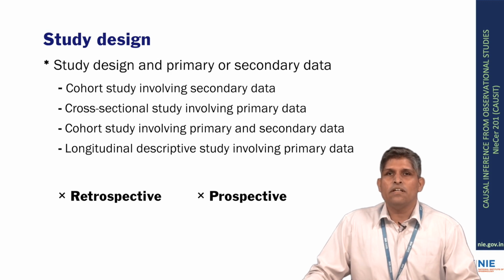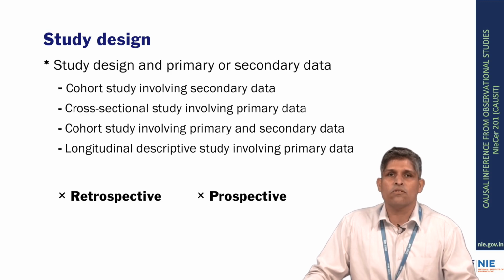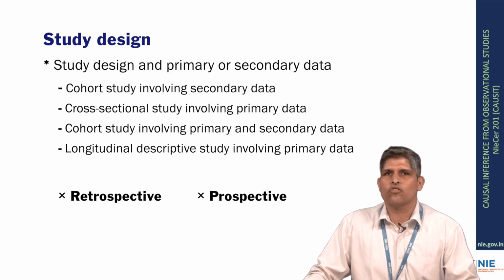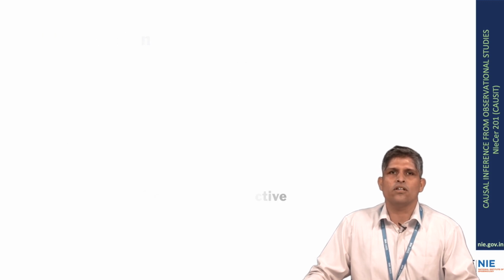Kindly note, we do not use the adjectives retrospective or prospective before the study designs. This is a commonly repeated error. For example, many researchers mention retrospective cohort study. However, retrospective or prospective should not be used as an adjective along with the study design. This is as per recommendations by STROBE guidelines. STROBE refers to Strengthening the Reporting of Observational Studies in Epidemiology.